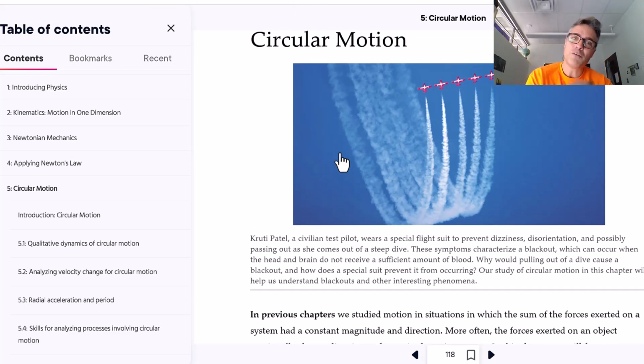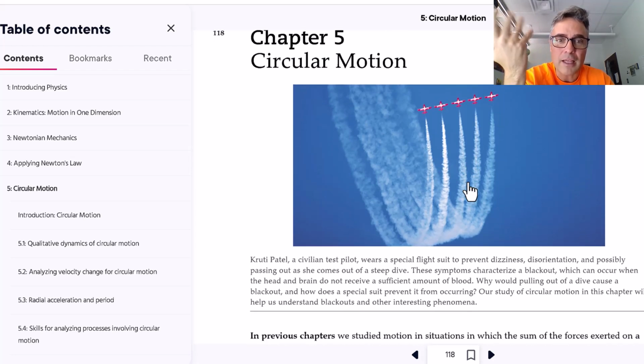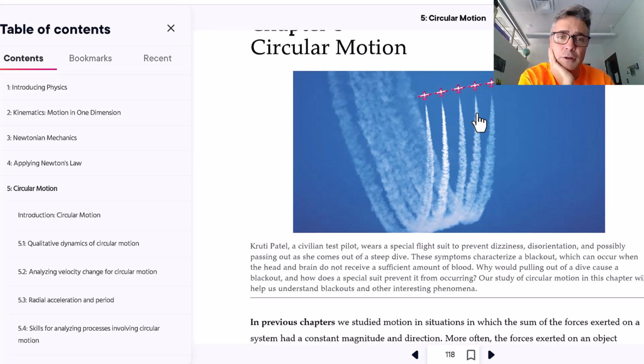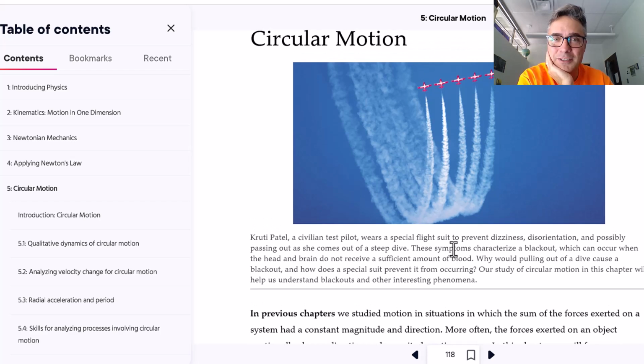And see, once again, like Chapter 4, they open this book with an image. They open the chapter with an image that doesn't match the caption. This is Kruti Patel, a civilian test pilot, wears a special flight suit. And then the picture is clearly of the Snowbirds, which is a Canadian, Royal Canadian Air Force aerobatics team. So I don't know what's going on with this. I feel like maybe they just changed the photos at the last minute and kept some old captions or something. It's the second time they've done that.